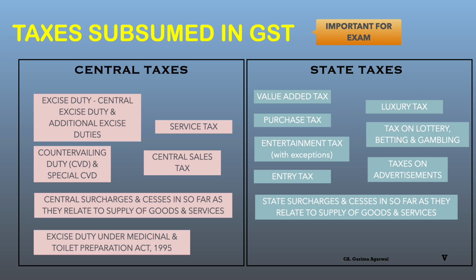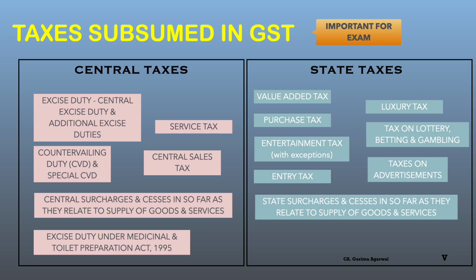Then there was service tax, which was also levied by the central government on services like software, dining out, cab rides. But in GST, now it's part of the CGST, or the Central Goods and Service Tax, for intrastate services, and IGST, or Integrated GST, for interstate services. Then there are additional duties of customs, that is countervailing duty and special countervailing duty.